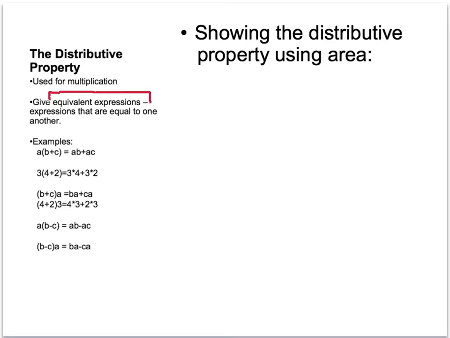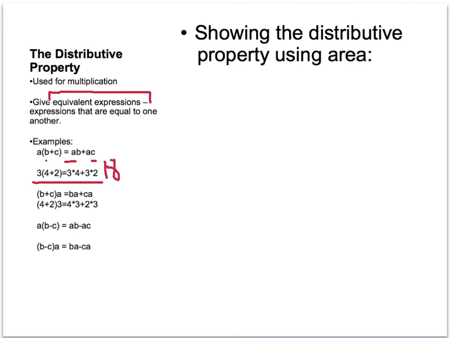I've got some examples of equivalent expressions. And I'm going to skip down to this one here. So if I was multiplying 3 times 4 plus 2, that's pretty much the same as saying 3 times 4 plus 3 times 2. And let's just do the math here. If I did this using the order of operations, if I did 4 plus 2, I would get 6, and 3 times 6 is 18. So over on the left-hand side, I have 18.